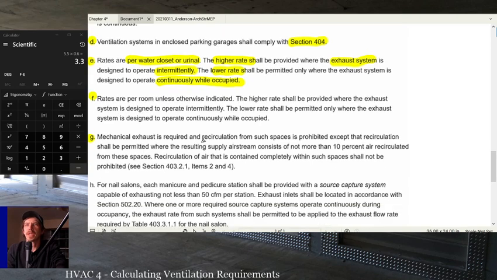Note G is mechanical exhaust is required and recirculation from such spaces is prohibited, except that recirculation shall be permitted where the resulting supply airstream consists of not more than 10% recirculated air. Recirculation of air that is contained completely within such spaces shall not be prohibited. So you can have up to 10% recirculation or only recirculation of air in that particular room for note G.